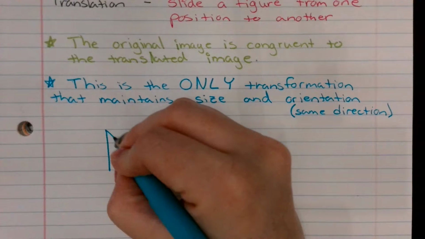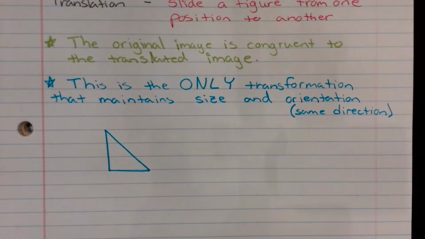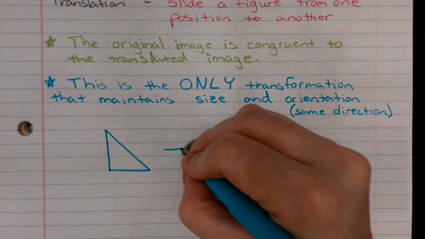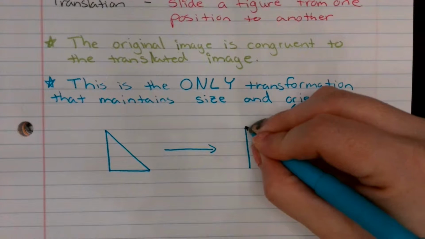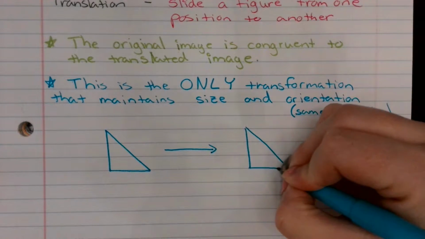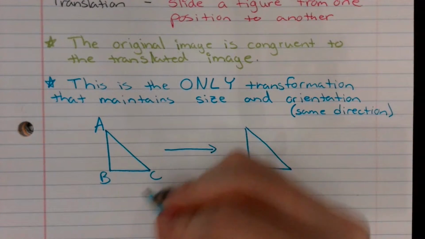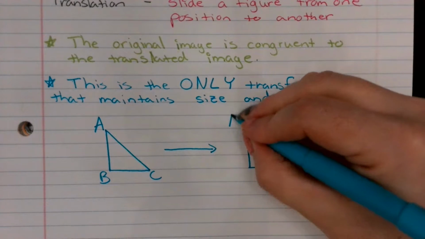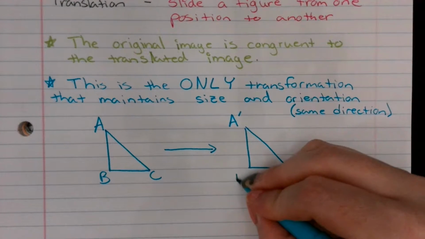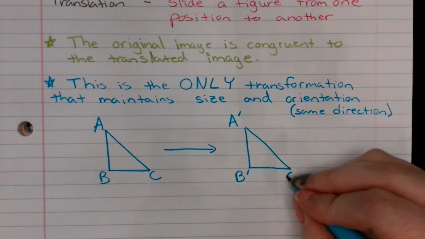So if I were to picture a figure, let's start with just a triangle. If I'm going to translate the triangle, I'm just going to slide the triangle in a direction, but nothing else is going to change about it. If this was triangle A, B, and C, then my points are going to stay in the exact same position. It's going to now become a translated figure, A prime. So prime means the translated figure.